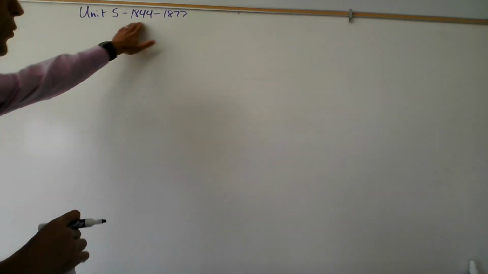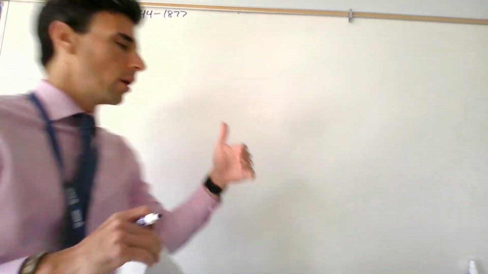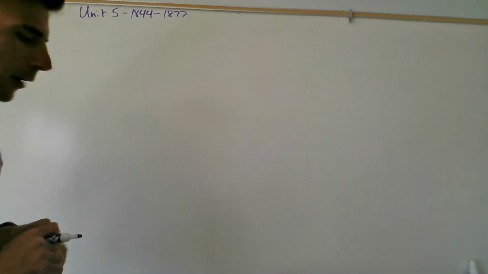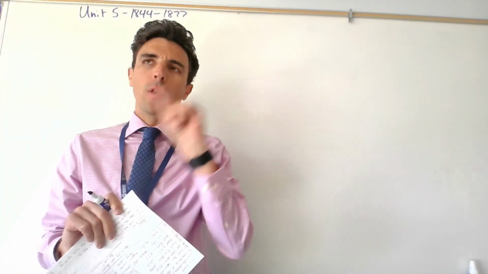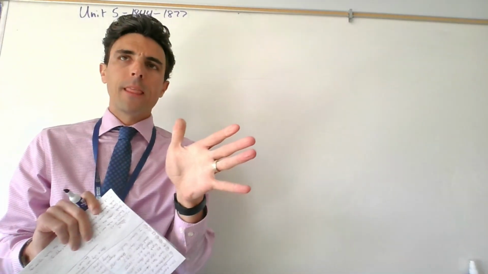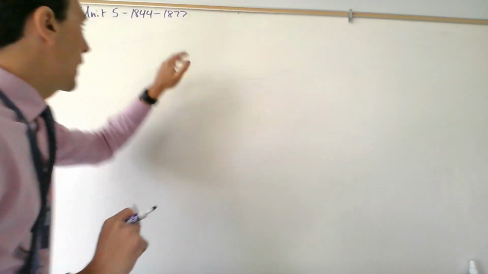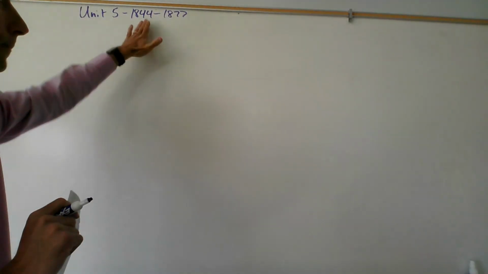So 1844 to 1877. Before we get into the specifics of this unit, I would like to talk about the transitions between Unit 4 and 5. So Unit 4 was 1800 to 1848. So you can see Unit 5 kind of dips back into Unit 4 a little bit with 1844.